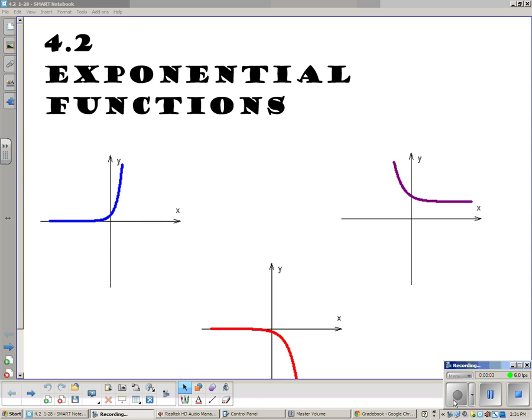Welcome to the flipped classroom lesson for section 4.2, which is entitled Exponential Functions. Up to this point, we've taken a look at polynomial functions and rational functions in chapter 3. So the third type, exponential functions, is what we're going to start to focus on at this point.